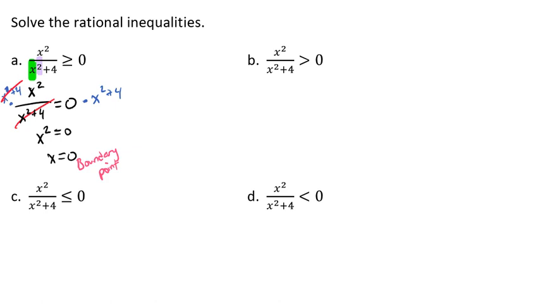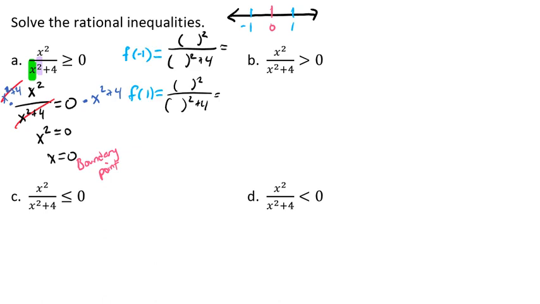So if we draw our x-axis and put our boundary point of 0, we have a number that's bigger and a number that's smaller. If I plug in my -1 and my 1, I get 1 over 5 for both of my solutions. So the fact that we're looking for where the expression is greater than or equal to 0 happens on this side and on that side. And so it happens for all real numbers.